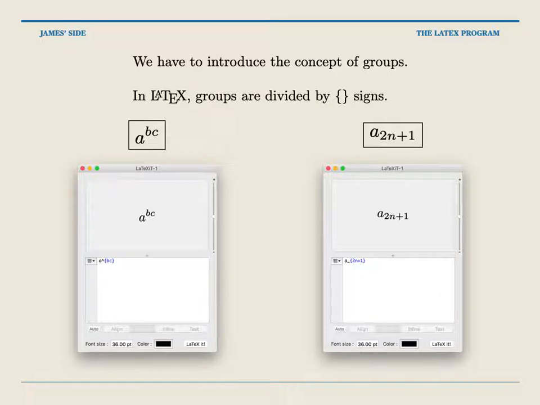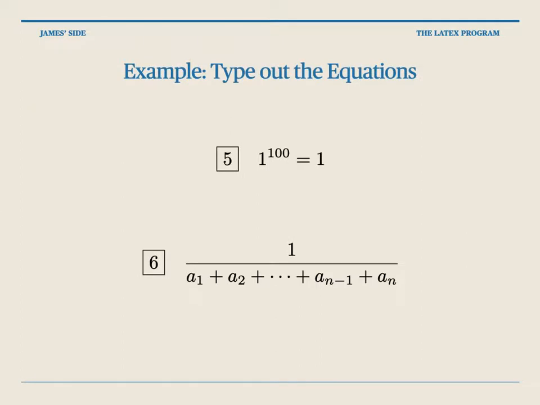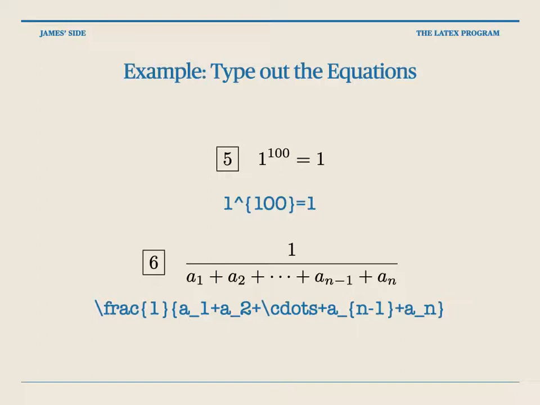In LaTeX, groups are divided by these brackets called braces. And for this one, you have a to the group of bc's power and a sub 2n plus 1 in the braces to be in this sign. So for this example, you should be typing out these equations. Now you could pause the video and try to type it out yourself. And yeah, now I assume that you've already paused and tried it yourself. Here are the answers for these two equations. Did you type them out correctly?